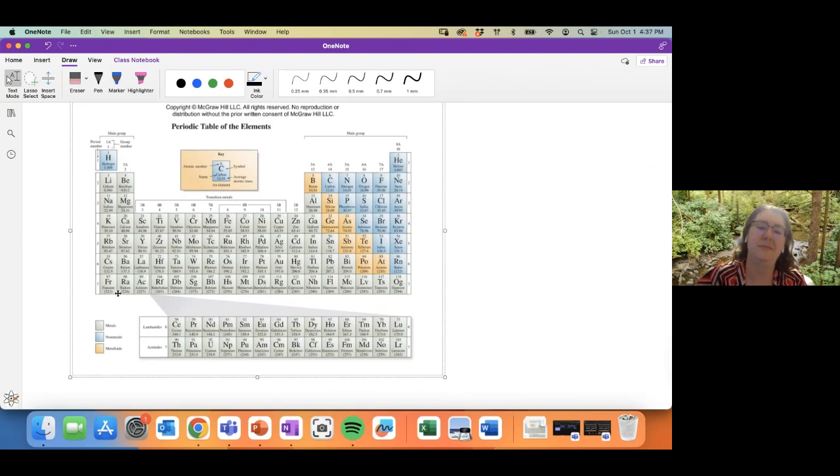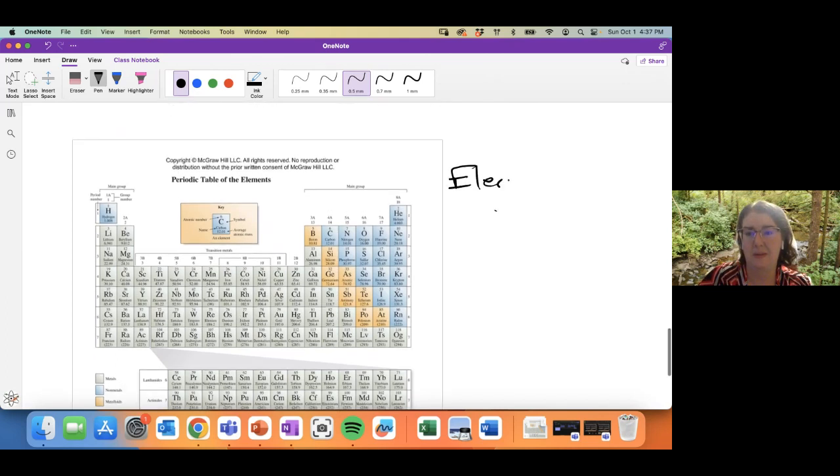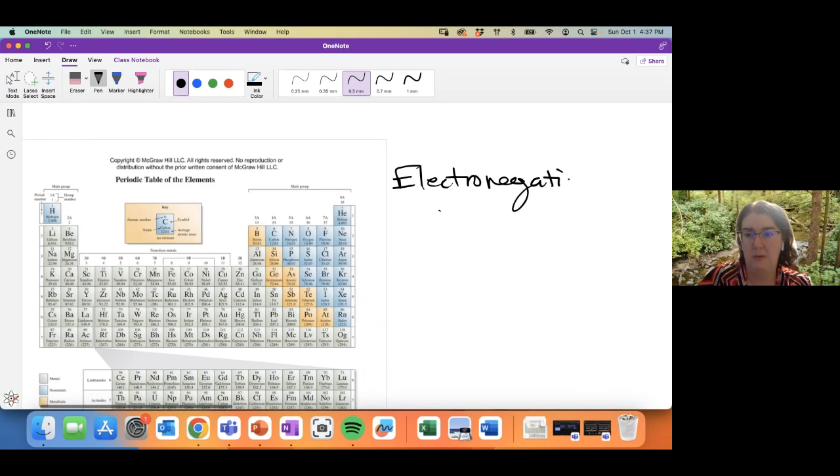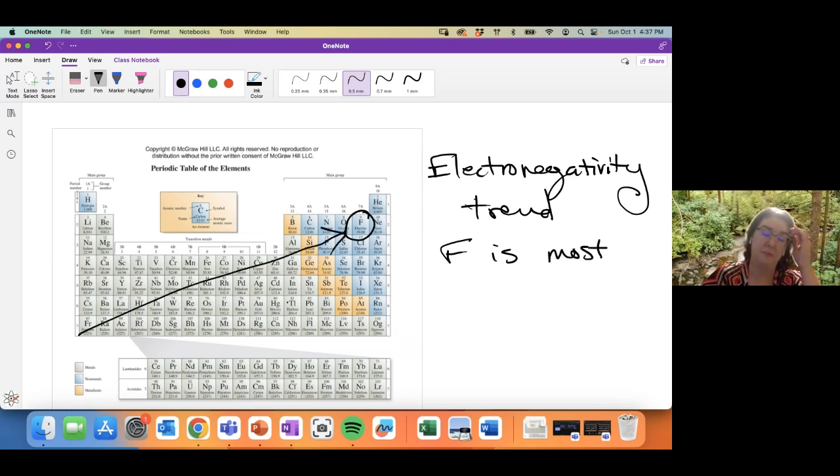So electronegativity is a trend. And essentially fluorine is most electronegative and everything else basically kind of points towards fluorine. So it's very similar to electron affinity.